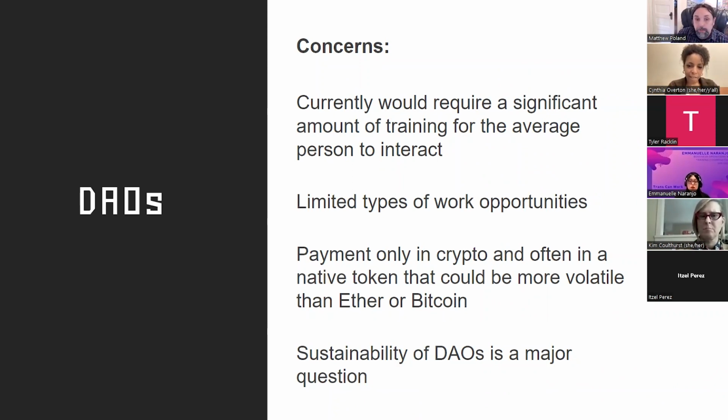There are limited types of work opportunities at the moment, so there's not a lot of work for our communities right now, but some of it could be translated into work that we do. The payments are only in crypto, and sometimes even in a native token that's pretty volatile, maybe even more so than Ether or Bitcoin. And then sustainability: a lot of these DAOs are going to crash and burn like any startup would. That's going to happen with a lot of them. So picking winners for people to work in would be very difficult.